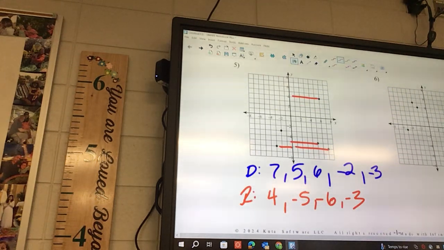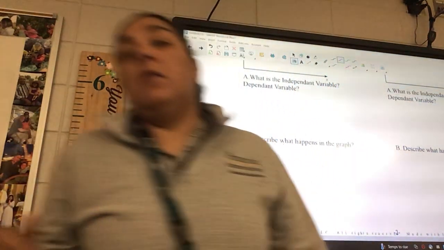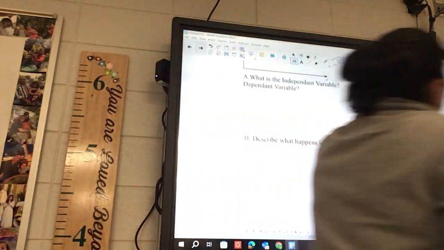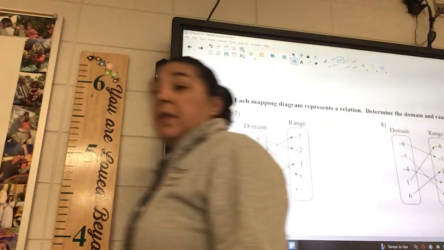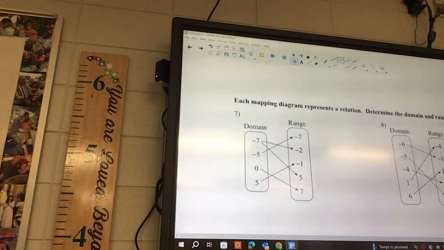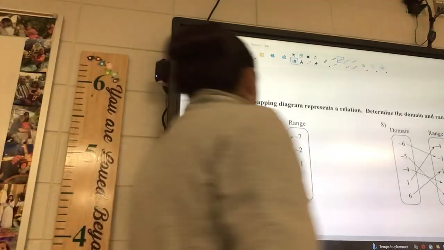Number 7. Number 7, that is a mapping, okay? And so it wants you to do, what, the domain and range, or is it a function? The domain and range, okay? And so these ones are probably the easiest to tell, because they're already broken down for you.